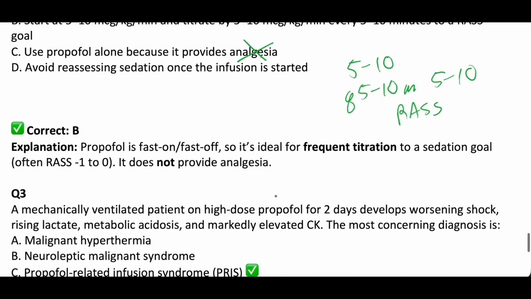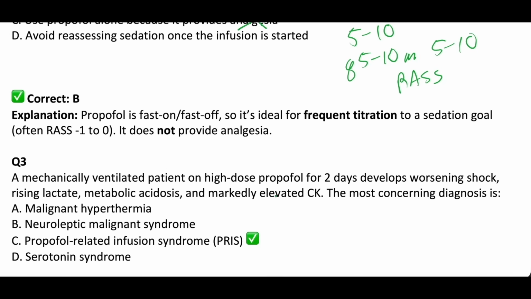Last but not least, question 3. A mechanically ventilated patient on high-dose propofol for 2 days develops worsening shock, rising lactate, metabolic acidosis, and marked elevation of their CPK. The most concerning diagnosis is A, malignant hyperthermia, B, neuroleptic malignant syndrome, C, propofol-related infusion syndrome, or D, serotonin syndrome.